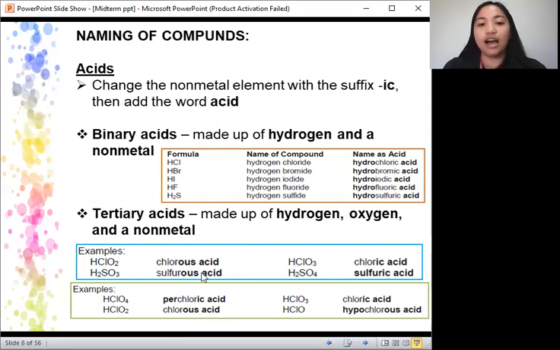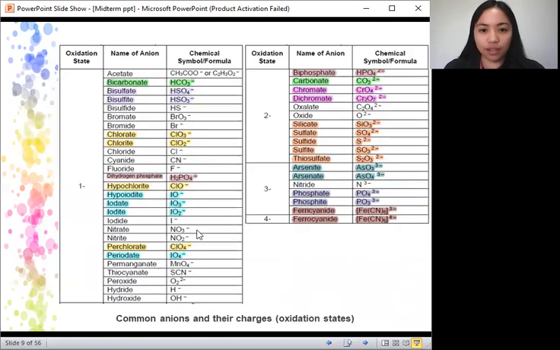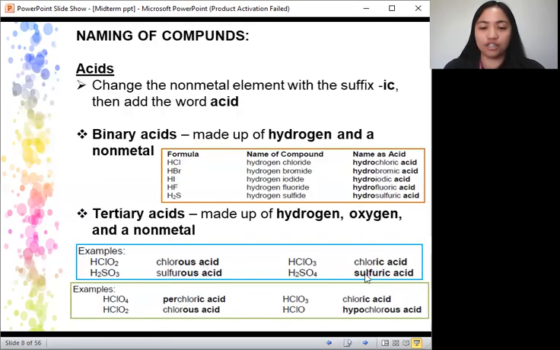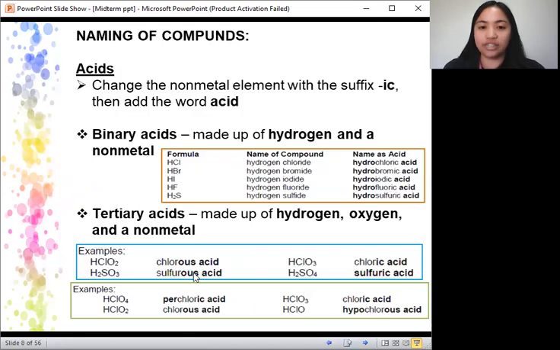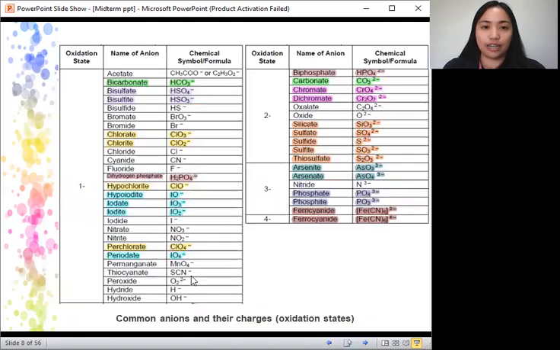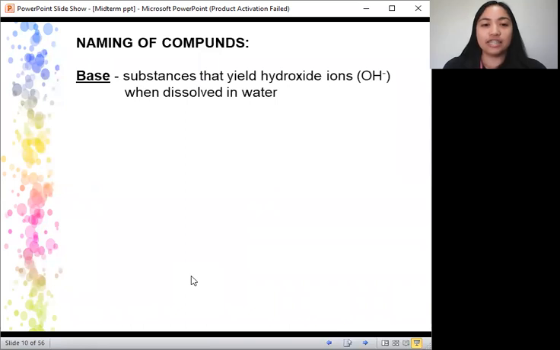Same with this example, the sulfurous acid and the sulfuric acid. SO3 is sulfite while SO4 is sulfate. So if it is sulfate, ending in ATE, you change it into IC, sulfuric acid. While if it is sulfite, ending in ITE, you change it to OUS, sulfurous acid. Okay? So next is base.